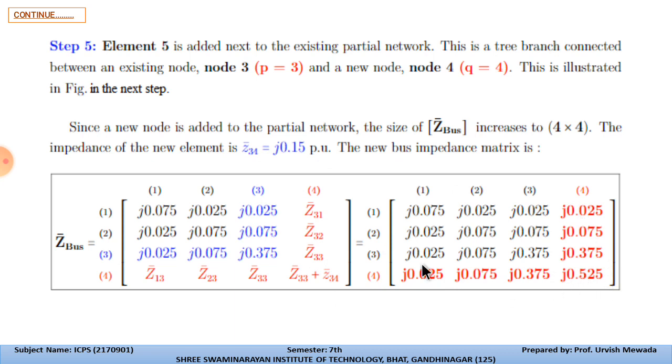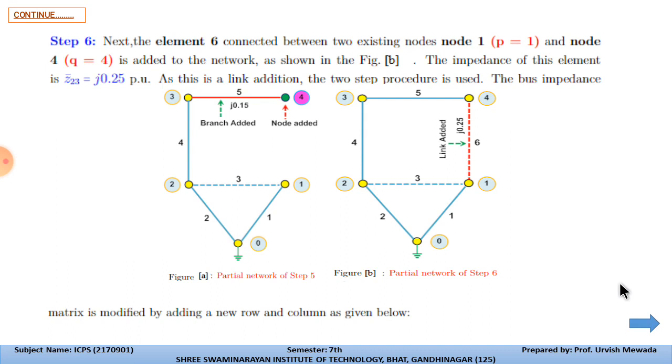So this is the new row and column which is added by adding element number 5 in the graph of the SLD, the single line diagram, which is given in the data. Now step number 6. Element number 6 is connected between two existing nodes, node P equal to 1 and node Q equal to 4.